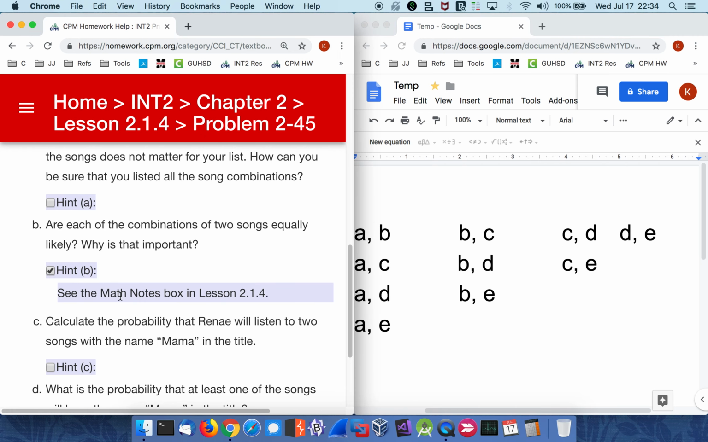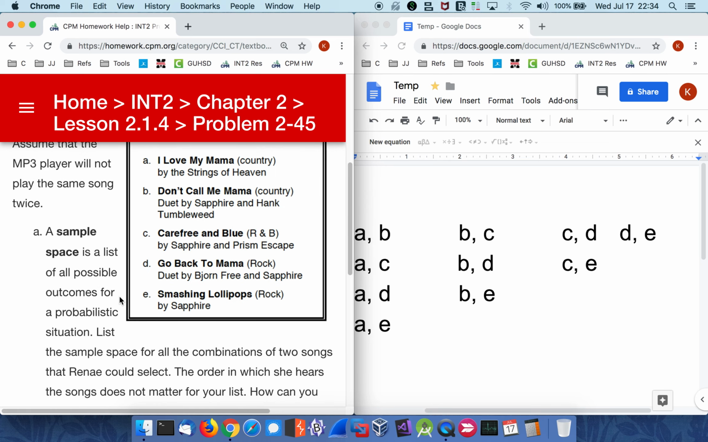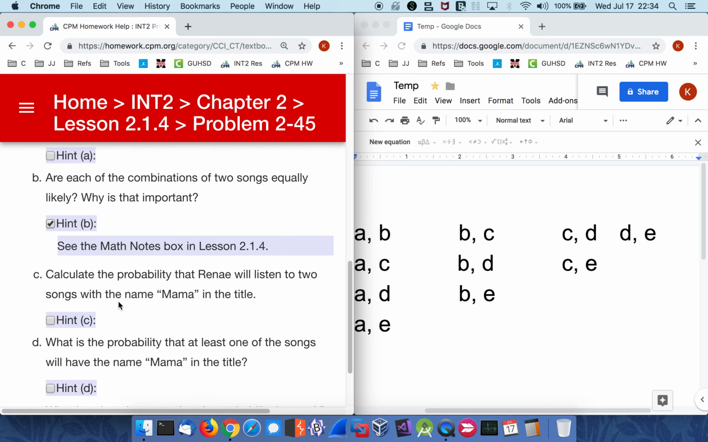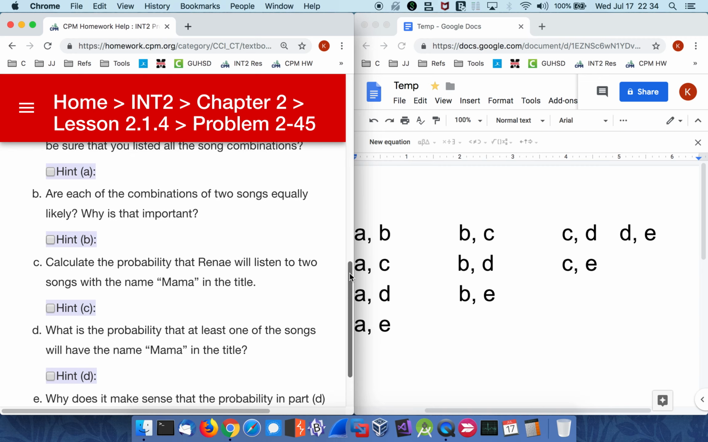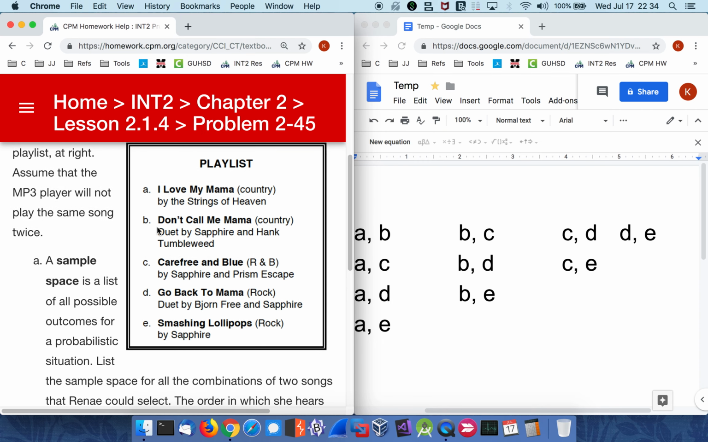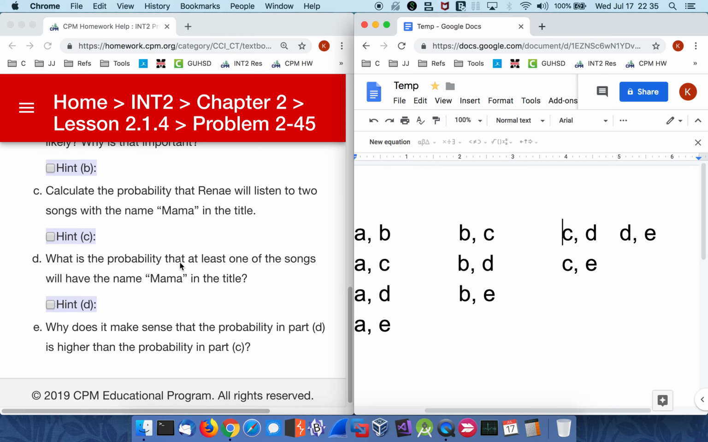See the math notes box in lesson 2.1.4. Yeah, that doesn't really help me. Great. All right. I think they're equally likely. Okay. So then the question is, calculate the probability that Renee will listen to 2 songs with the name Mama in the title. Which songs have Mama in the title? Okay, so A, B, and D.